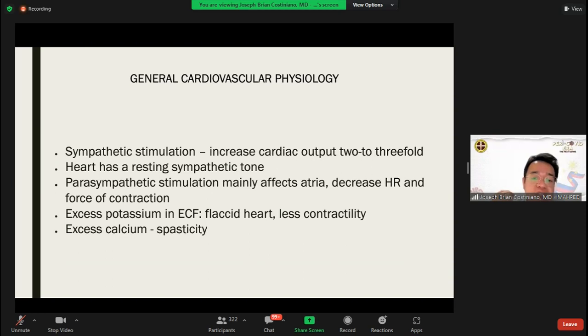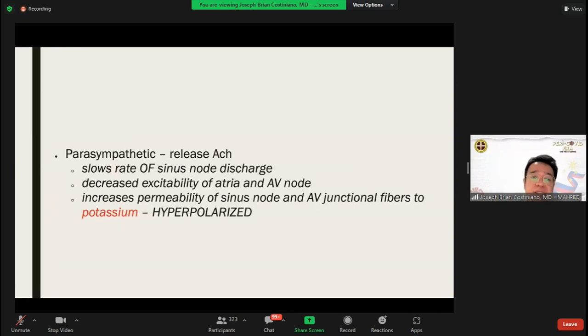We give injections of calcium gluconate in order to counteract the effect of potassium in the ECF, which is less contractility and flaccid heart. You need to give the calcium gluconate in order to stabilize the heart membrane and to avert the impending cardiovascular collapse, no? Kasi magsa-stop beat ng heart mo if excessive na yung potassium. Very commonly seen, no? Especially for those who have missed their dialysis session.